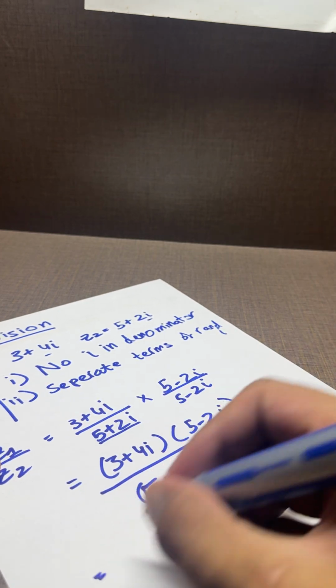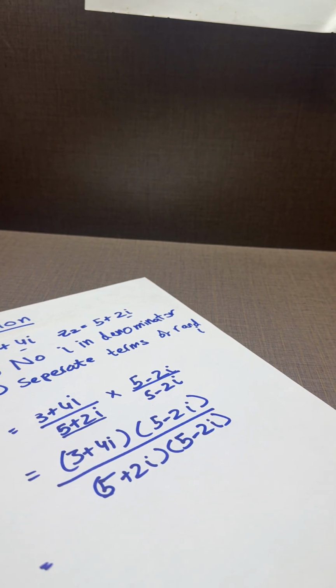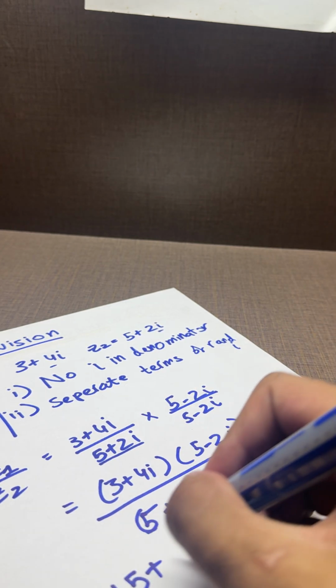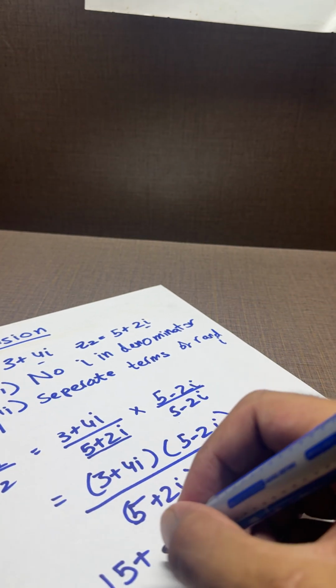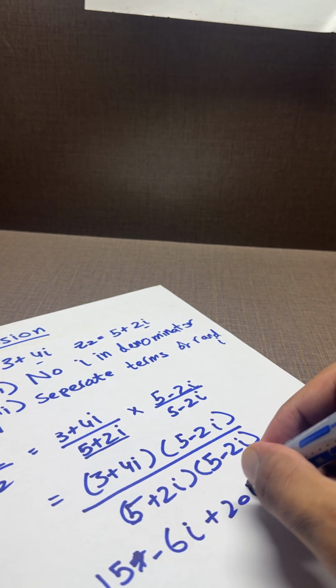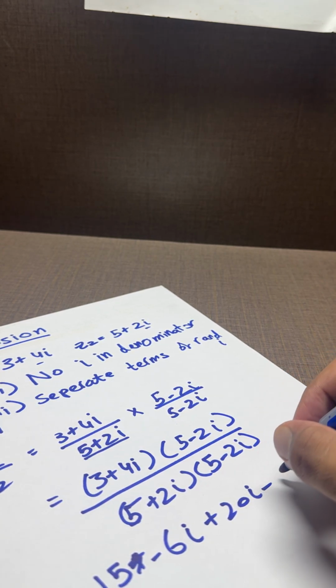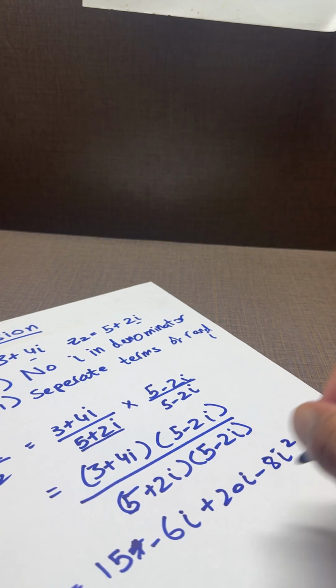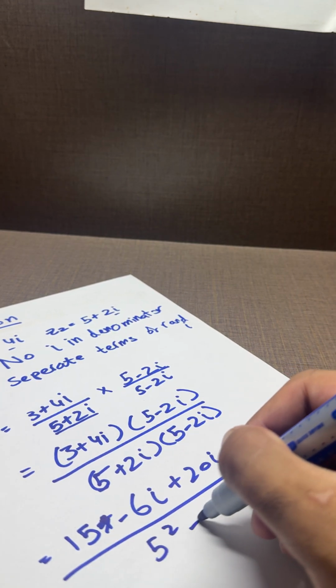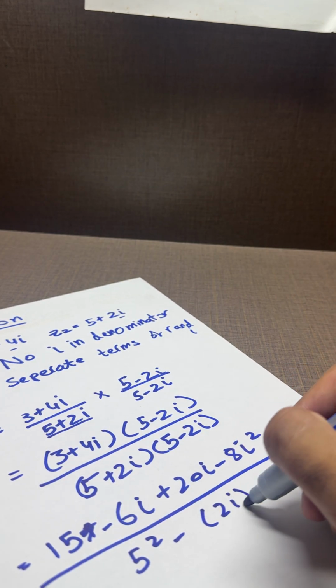Okay, so let's first solve the numerator. What would be the numerator? It would be 3 times 5 is 15. Then we would have 3 into minus 2, minus 6i, plus 20i, minus 8i squared. Okay, and in the denominator we can see that this is (a plus b) into (a minus b), which means a squared minus b squared. So it would be 5 squared minus 2i squared.